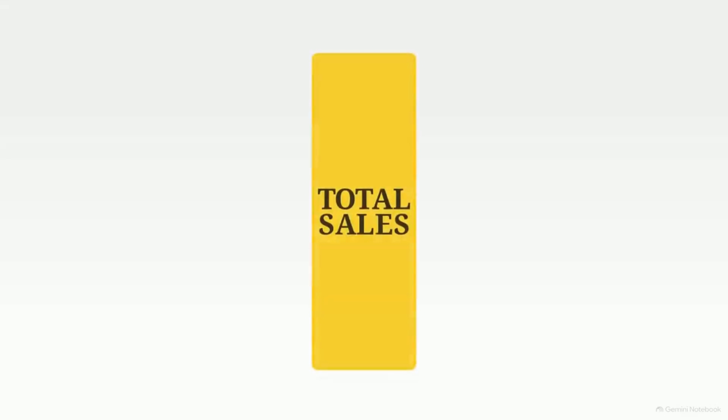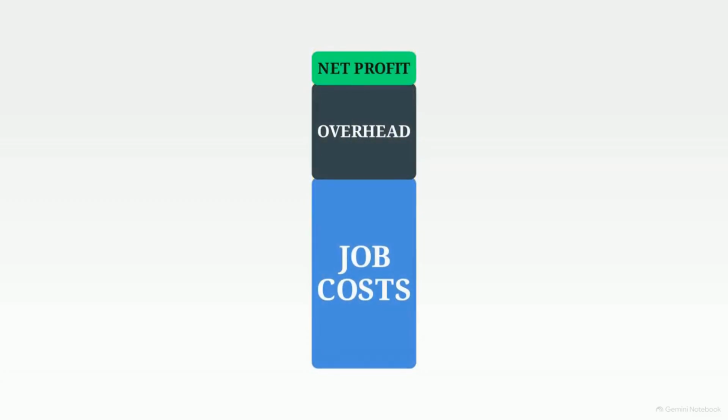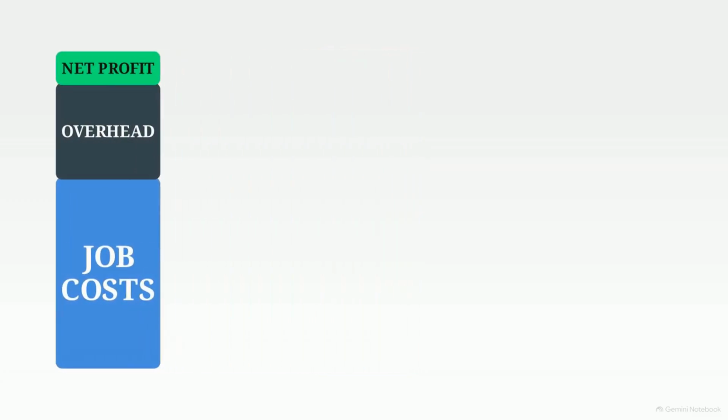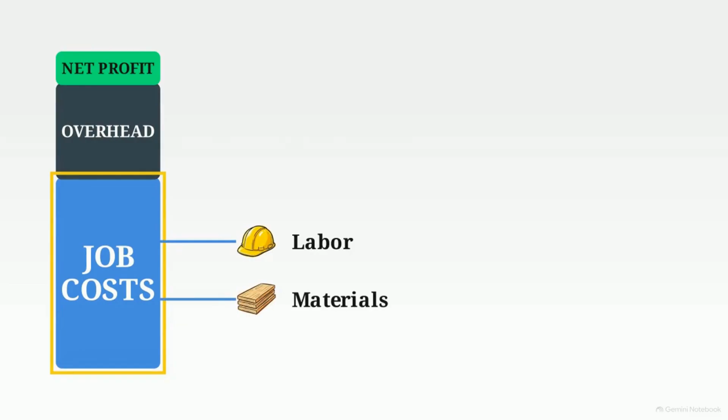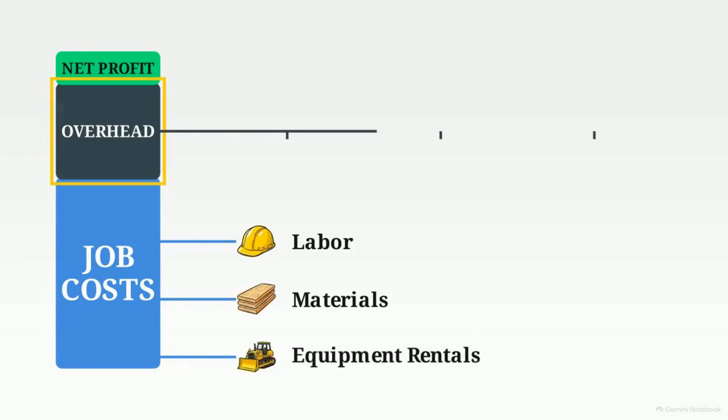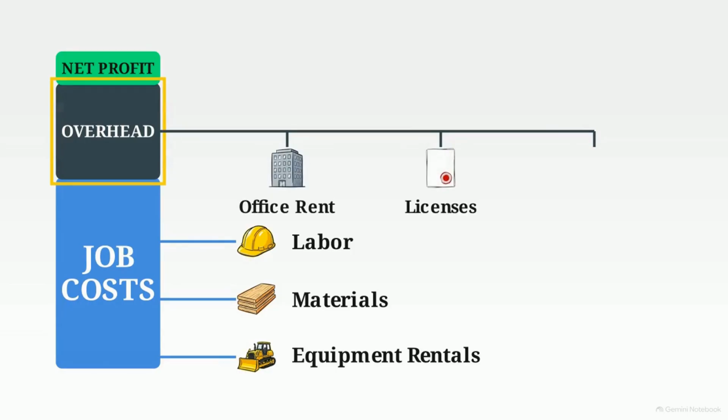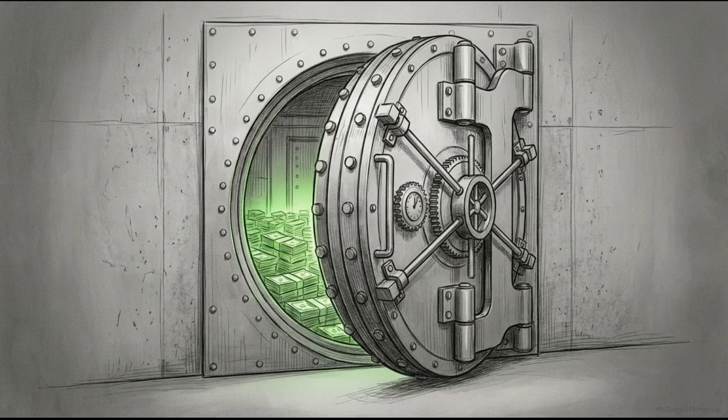To diagnose this deficit, we must separate out the three variables that make up total sales: job costs, overhead, and net profit. Job costs are strictly the direct field costs required to build the project. This is your labor, materials, and equipment rentals. Overhead covers the fixed and variable operating expenses required to keep the business alive, such as office rent, licenses, and administrative staff. Net profit is the mandatory residual capital. This is the money required to grow the business and absorb risk.